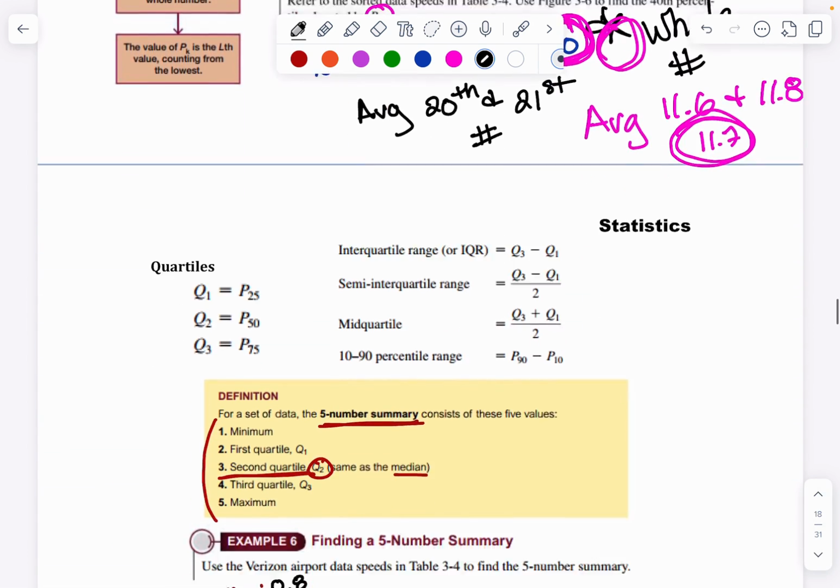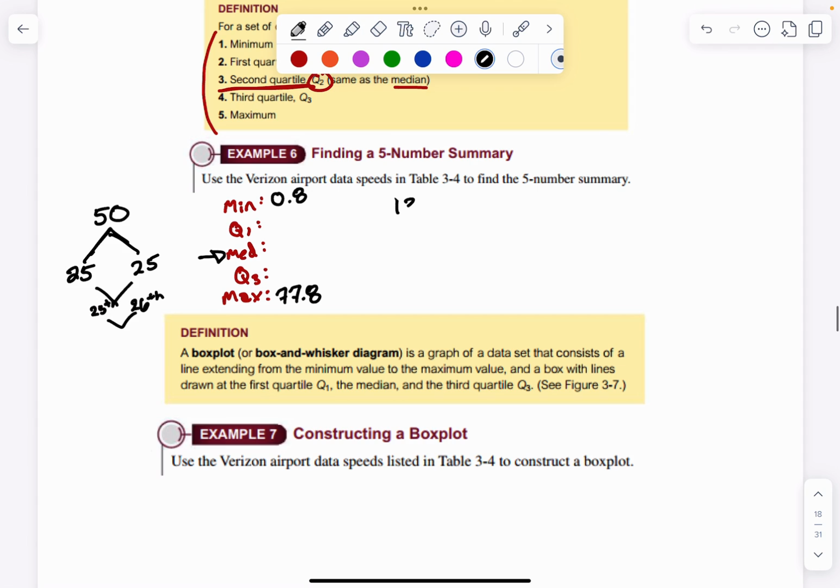13.7 and 14.1. 13.7 plus 14.1 divided by 2. Maybe you can do that in your head, but it's been a long day. 13.7 plus 14.2 divided by 2. I get 13.95 is my median. Okay, that's my middle number.